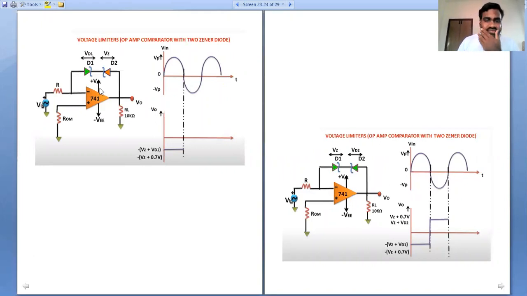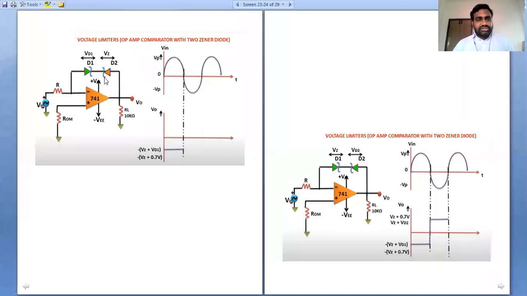See, this is our operational amplifier. Here we have two diodes, D1 and D2. This is the Zener diode D1 and this is the Zener diode D2. With respect to the application of a voltage limiter, a voltage limiter is a device whose output voltage has to be independent of the input voltage.